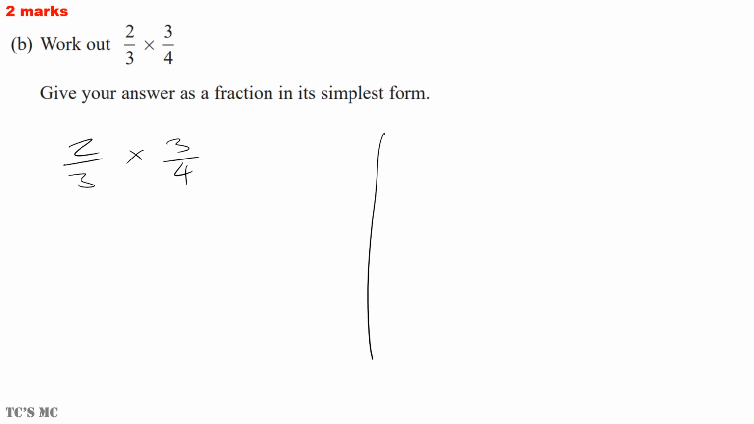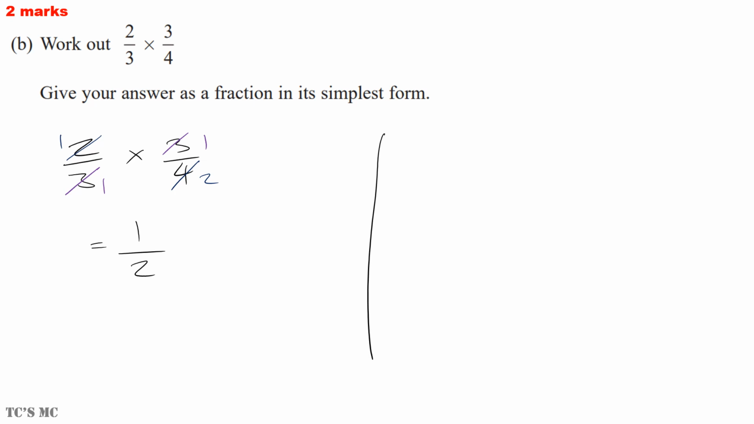So what goes into 2 and into 4? That's 2, and 2 divided by 2 is 1, 4 divided by 2 is 2. And then I will do the same for the 3 and 3. 3 goes into both of them, and that gives us 1 and 1. Now when I multiply, I've got 1 multiplied by 1, which is 1, and 1 multiplied by 2, which is 2. So that's already simplified.